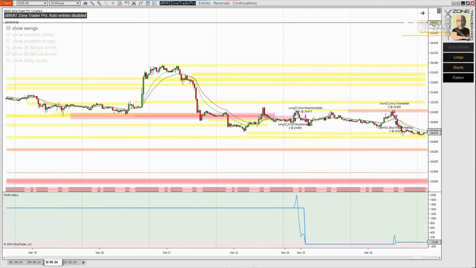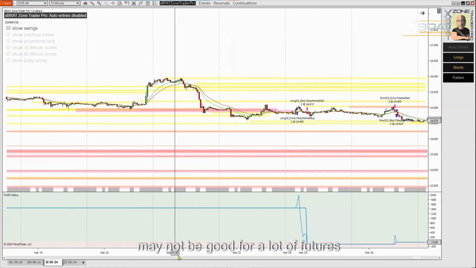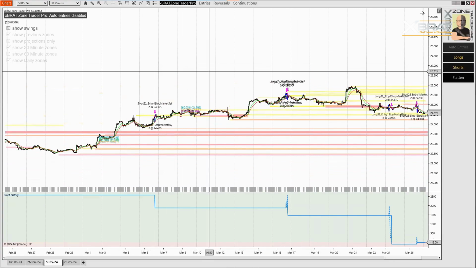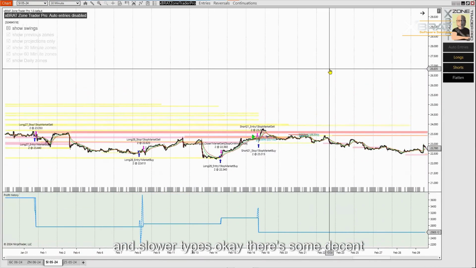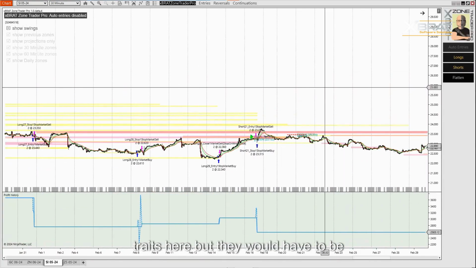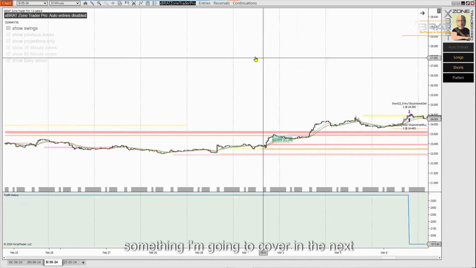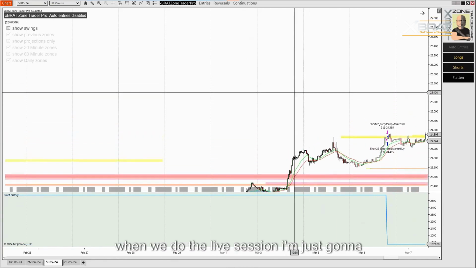Now this may not be good for a lot of futures contracts. It may be good for things like ZN and slower types. There's some decent trades here, but they would have to be totally re-optimized again. And this is something we're going to cover in the next session when we do the live session.